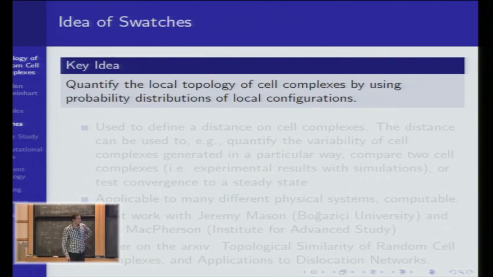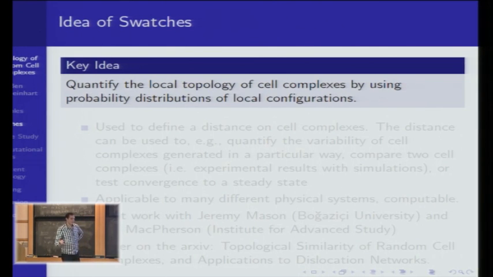Okay, so I'll start with the method of swatches. The key idea of the method of swatches is you have an object called a cell complex, which I'll define for you in just a second. Examples: all the things on the first slide can be viewed as a cell complex in some way. For example, the grains in the grain growth I showed you are an example of a three-dimensional cell complex. And the idea is you quantify the local topology of these cell complexes using probability distributions of local configurations.